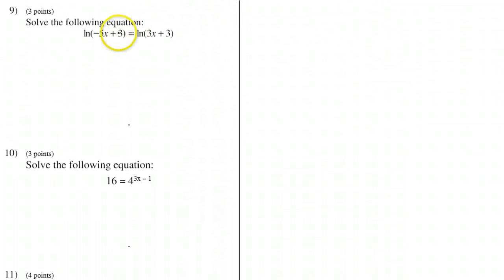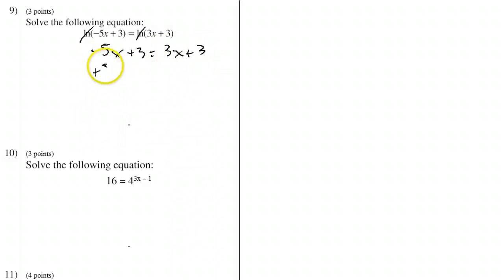Almost done here. We got number 9. So this one's straightforward also. We have log base e and ln on both sides. So remember, whenever we have one log on both sides, they both just cancel out. We can use base e on both sides to cancel it out. So we're just really solving negative 5x plus 3 equals 3x plus 3.